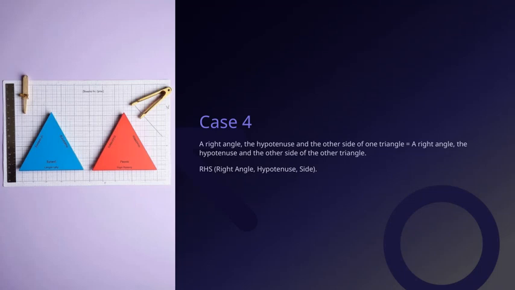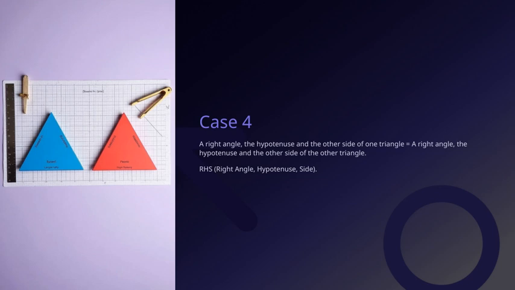Here, we're comparing 2 triangles that both have a right angle, the hypotenuse, and one other side. The key idea is that if these 2 triangles share these 3 elements, then they are congruent by the RHS, or right angle, hypotenuse, side, criterion. This is a very powerful concept because it allows us to establish the equality of triangles quickly when these specific parts match. Remember, the RHS criterion is especially useful when dealing with right triangles, as it simplifies the process of proving congruence without needing to compare all sides and angles.